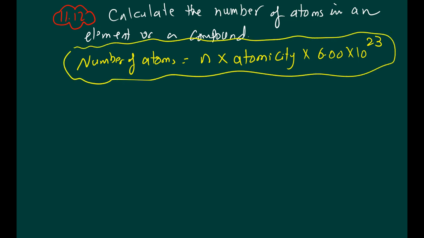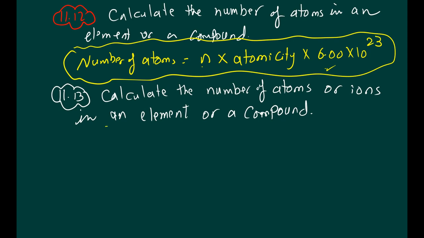Because Avogadro's number is the number of particles, when you multiply N times Avogadro's number, you will get the total number of particles. If you need to calculate the number of atoms, you should use atomicity, which is the number of atoms in the formula, to get the total number of atoms. In the last KPI, you will learn how to calculate the number of atoms or ions in an element or a compound using the same formula, but sometimes you are given the mass.